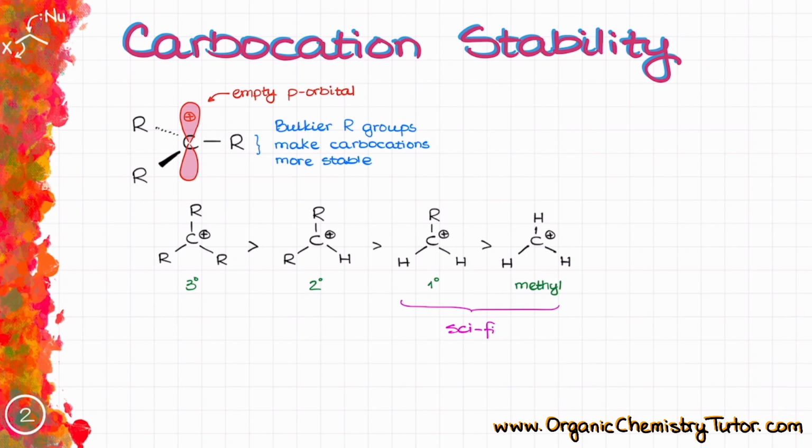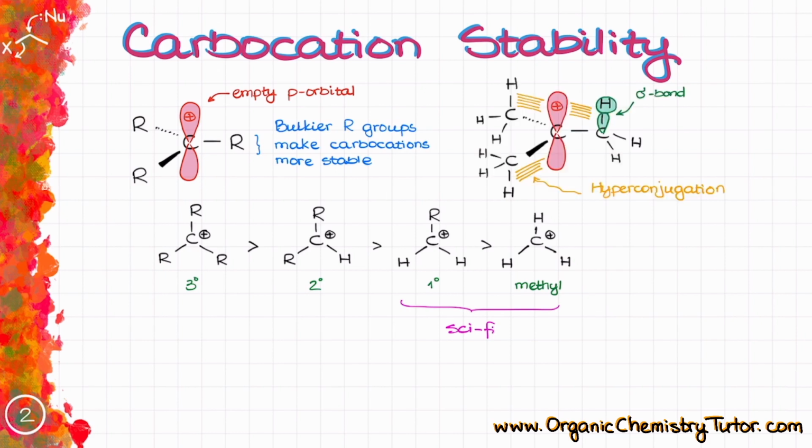Which brings me to the question, why exactly are the tertiary carbocations more stable than the secondary ones? Is there a more scientific explanation than just more stuff is good? And yes, there is one. The effect we're talking about here is called hyperconjugation.